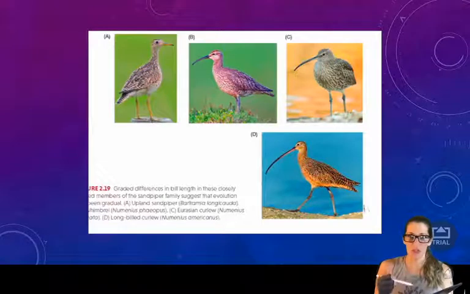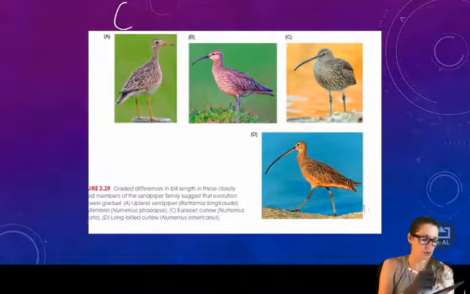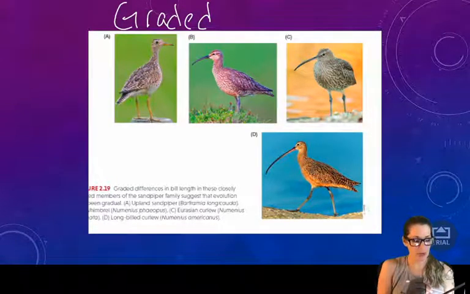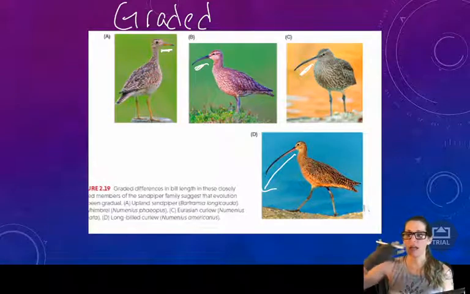This is just an image to show you that evolution is typically pretty slow and graded. These different sandpipers: this one has a relatively short beak, a little bit longer beak, a little bit longer beak. Whoa, that sucker's long. So we see gradations of that evolution, of that adaptation.